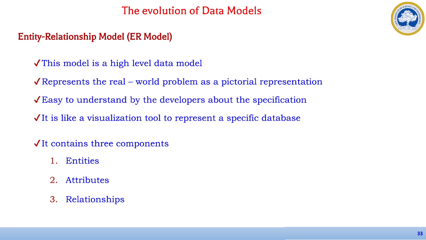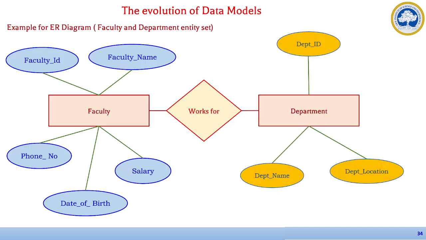It contains three components: entities, attributes, and relationship. So this is the ER diagram for the example they have given: faculty and department entity set. Faculty and department. In this, faculty ID, faculty name, phone number, date of birth, and salary are all going to be called attributes, and faculty will be the entity.